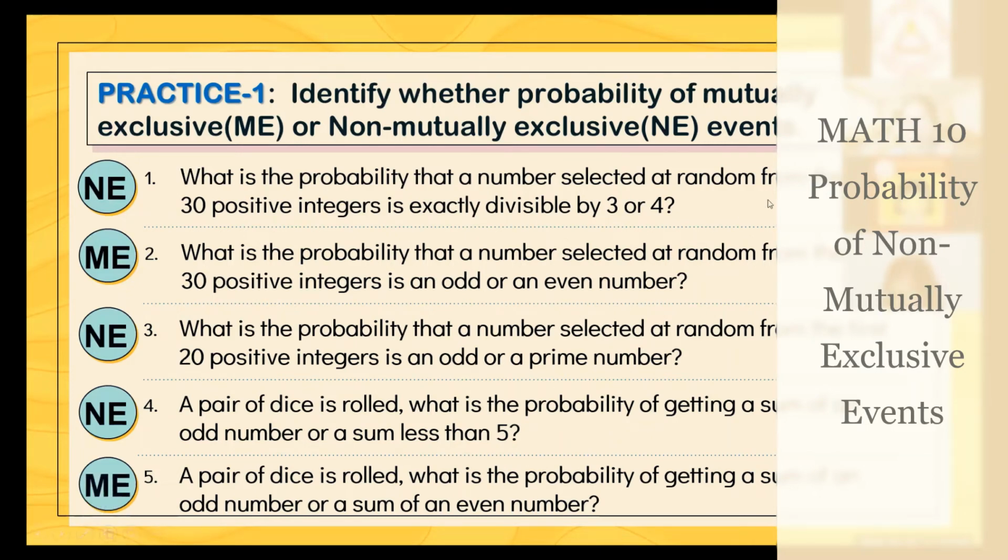And finally, mutually exclusive because getting a sum which is odd number and even number. So it's impossible to have odd and even number to be combined or to have common number. Kaya ME. Sige, chat your score. Chat your score whether 0, 1, or up to 5.